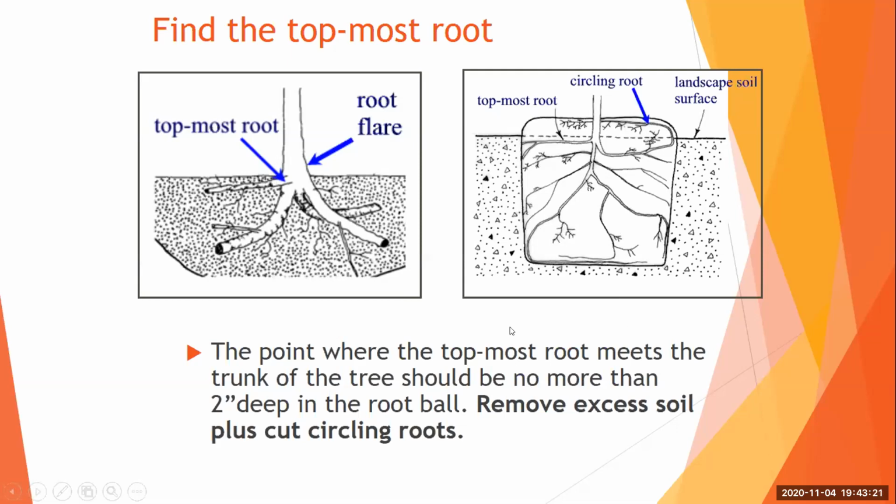Let's see, this is a container tree. You have all these circling roots here, and the topmost root is again too deep in the soil. So at the time of installation, you remove the soil and you cut all the circling roots. Where are you going to do the cutting? You cut here. This one here you cut here. This one here you make a cut here. That's very, very important.